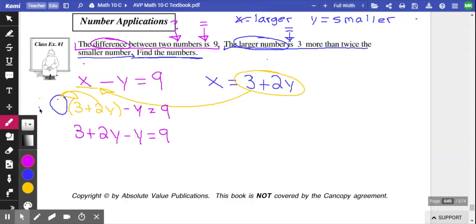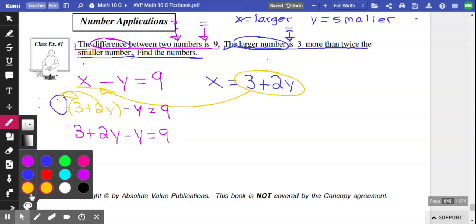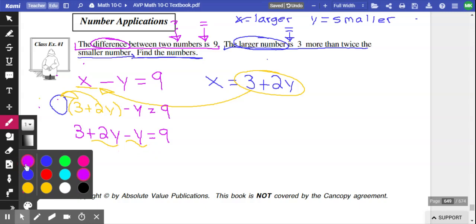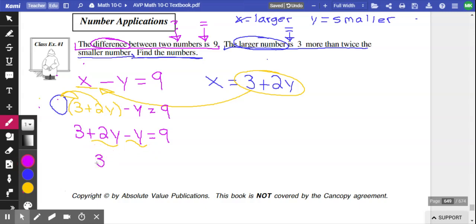My next step after expanding, which I didn't really do, is collecting like terms. If there's anything that can be added or subtracted together, do so. If we look, y's go with y's. That means those can combine, everything else stays the same. So my 3 is still here. Plus 2y minus 1y equals plus 1y. Equals 9.